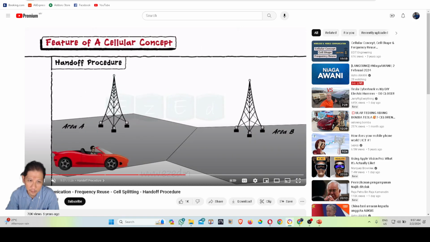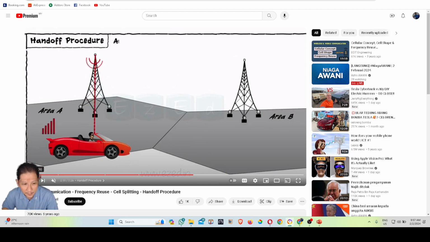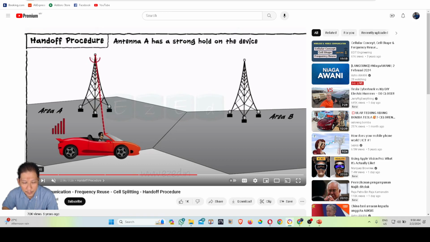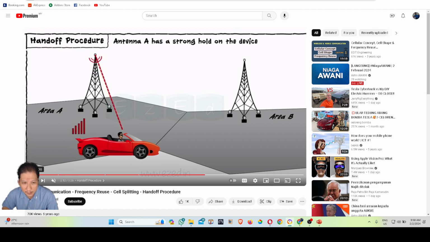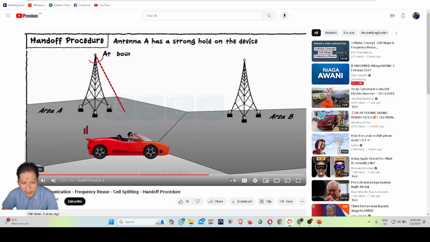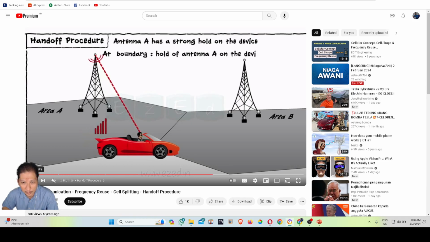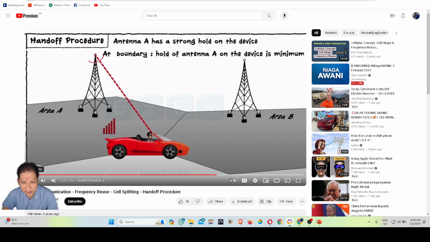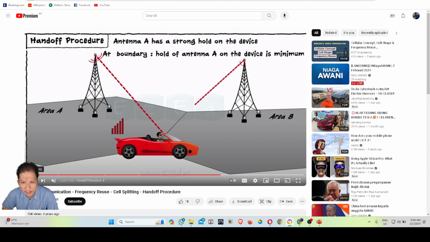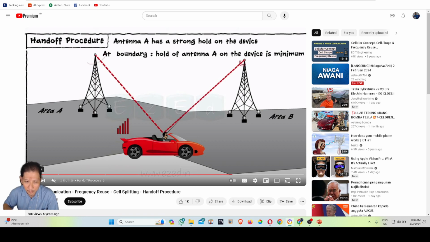Okay, a feature of cellular concept again. This one is the explanation of area A to area B. Antenna A has a stronghold on the device. When you are driving away from tower A, at the boundary the hold of antenna B on the other device is minimum. And then the other tower will get your device, and it will propagate and increase the signal.